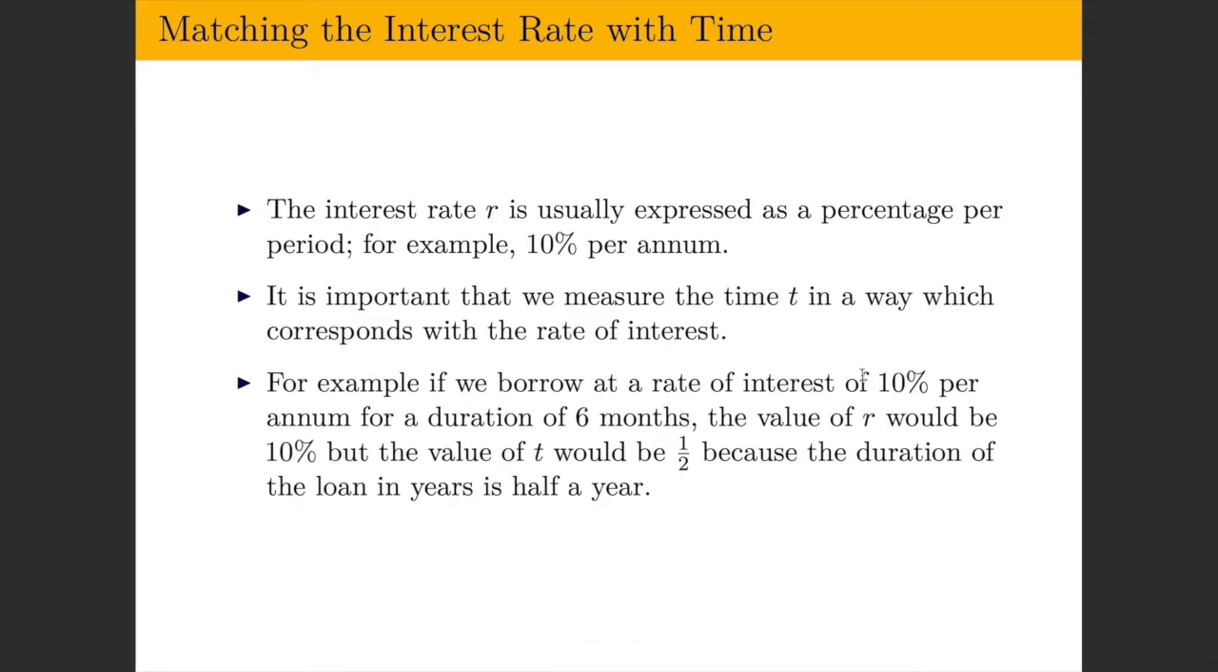For example, if you borrowed at a rate of say 10% per annum for a duration of 6 months, the value of R we could say was 10%, but the value of T would have to be a half. How did I get half? Because it's 6 divided by 12. It's a half year. The frequency of interest is per annum, which means per year, so my value of time, T, needs to be in years. And 6 months is equivalent to half a year. So that's a key thing when we're doing these calculations: always match the time with the frequency of interest.